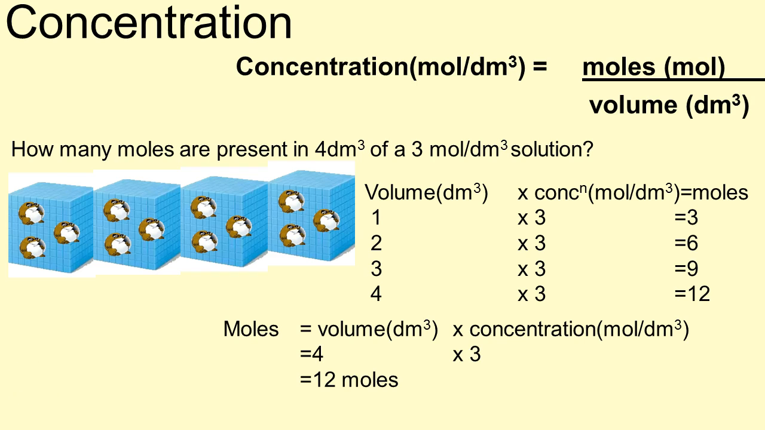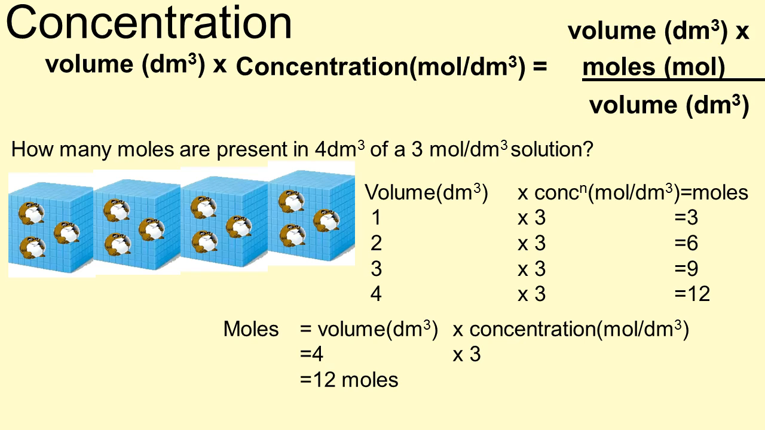We could also obtain this equation by taking the equation concentration is moles over volume and rearranging it. And we can rearrange it by multiplying the left-hand side by volume, giving you concentration times volume. Moles over volume times volume. Volume will be on the top and also the bottom, so will cancel out, giving us just moles on the right-hand side.